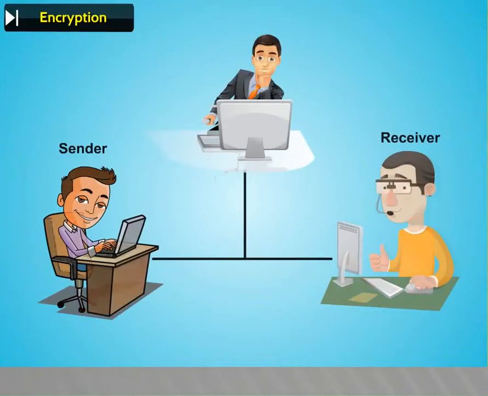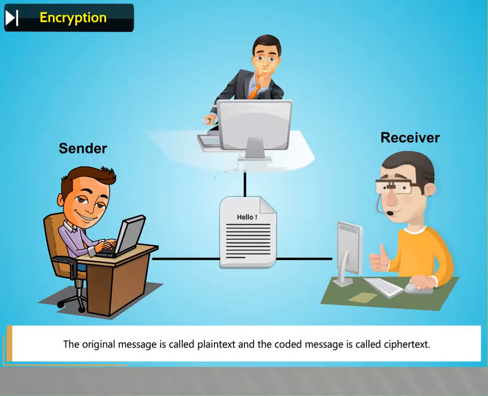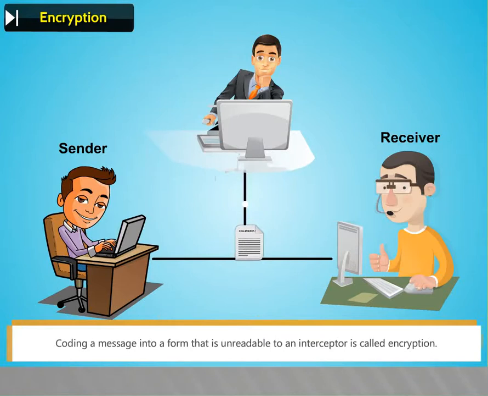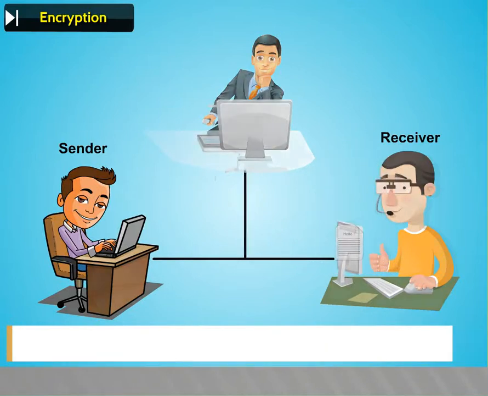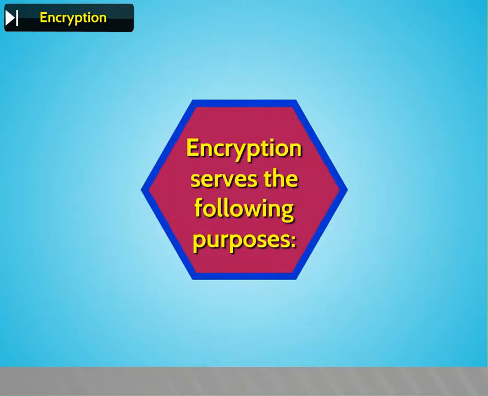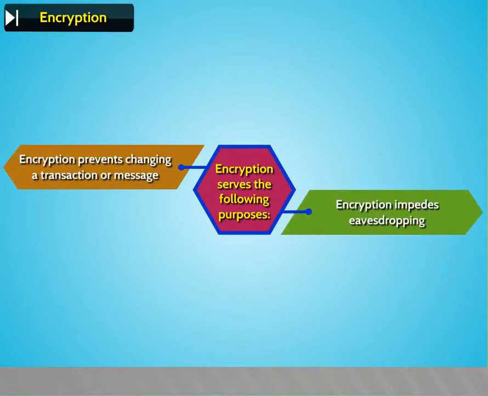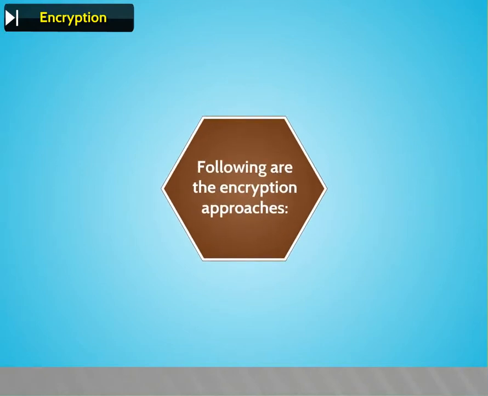Encryption. The original message is called plain text and the coded message is called ciphertext. Coding a message into a form that is unreadable to an interceptor is called encryption. Encryption serves the following purposes. Encryption prevents changing a transaction or message. Encryption impedes eavesdropping. Following are the encryption approaches.